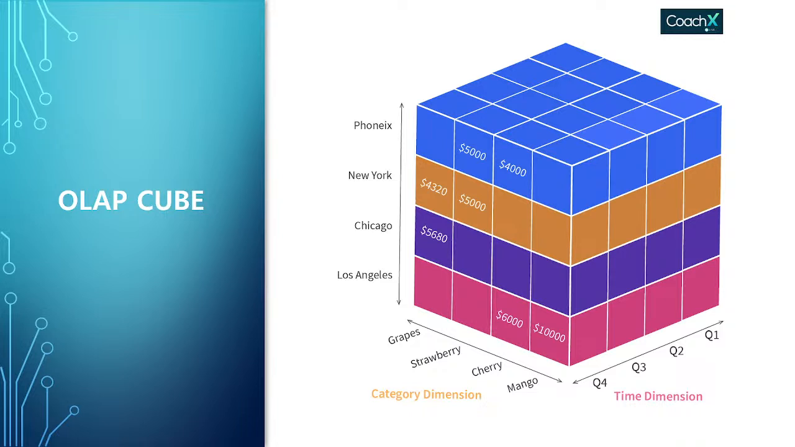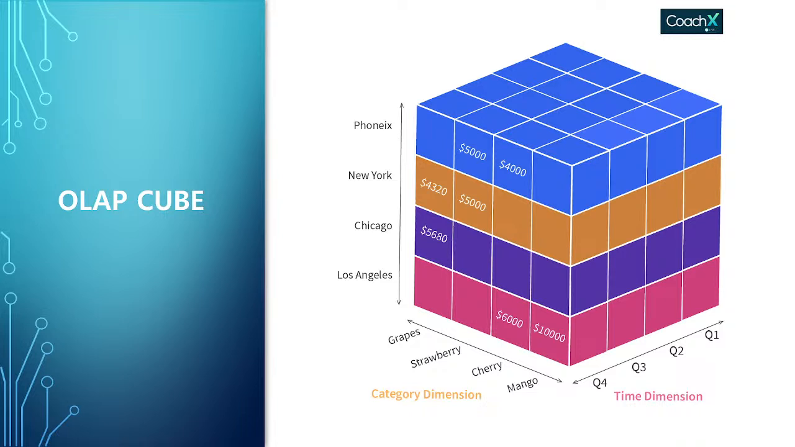Suppose the hierarchy can be state, city, province and country, like this. On rolling up, the data gets aggregated by ascending the location hierarchy from the level of city to the level of country, in this way. Just like I have written here: Phoenix, New York, Chicago and Los Angeles. Grape, strawberry, cherry and mango. Nice. So you can see this is a kind of hierarchy here.